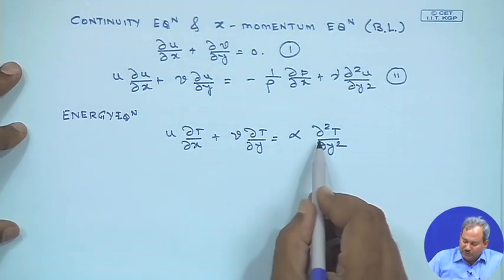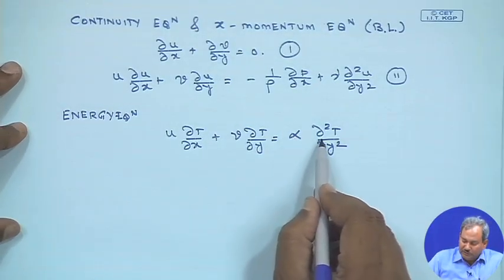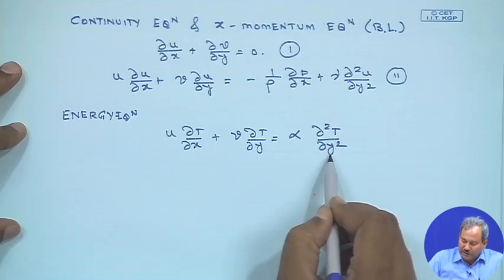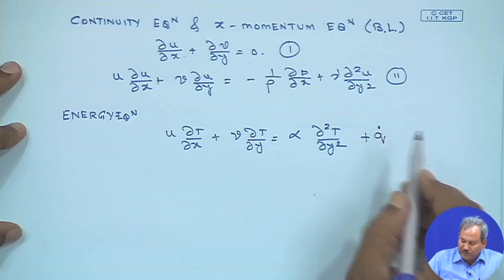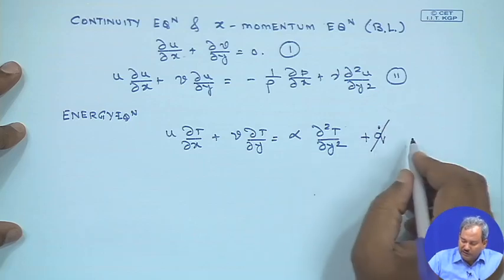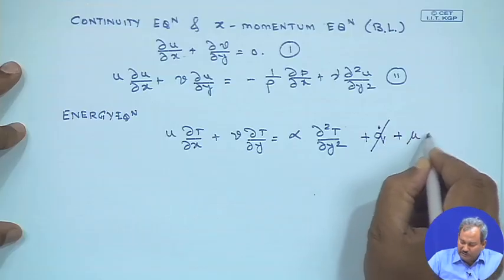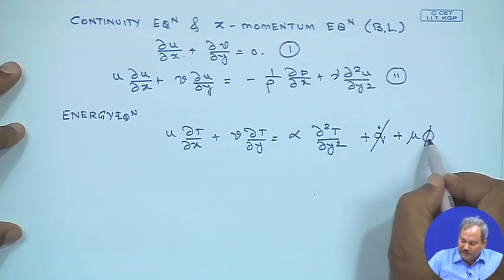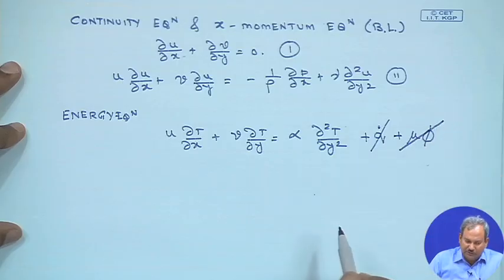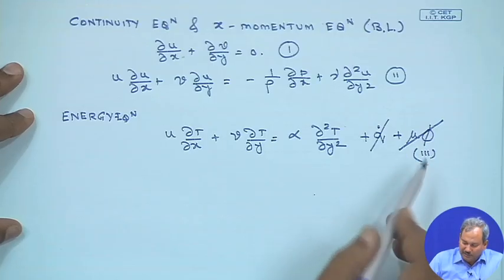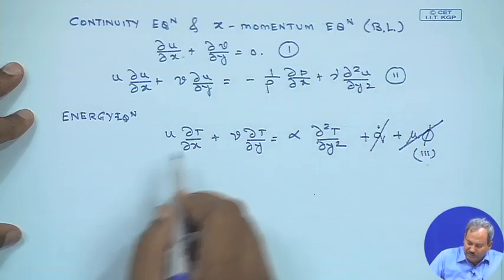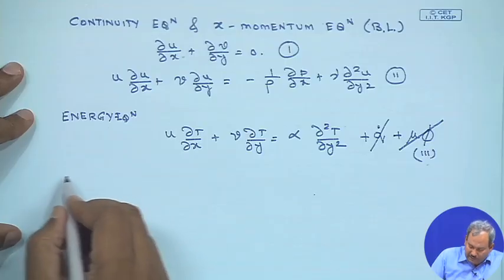Therefore, the right hand side of the equation refers to conductive flow of heat, and the conduction in the y direction will far outshadow the conduction in the x direction. Therefore, there is going to be only one term. I do not have a q dot, which is heat generation per unit volume. I also do not have the term which is mu times phi, where phi is the viscous dissipation term. So, these two terms are not present under the conditions that I am describing right now. So, this is my third equation, which is the energy equation inside the boundary layer.